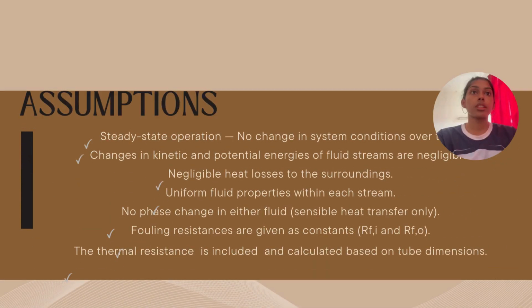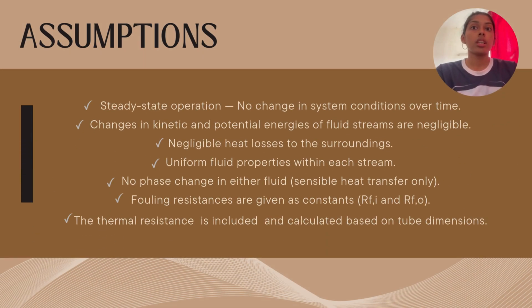The assumptions for the calculation are: steady state operation, no change in system conditions over time. Changes in kinetic and potential energies of fluid streams are negligible. Negligible heat losses to surroundings, uniform fluid properties within each stream, no phase change in either fluid, sensible heat transfer only. Fouling resistances are given as constants. The thermal resistance is included and calculated based on tube dimensions.